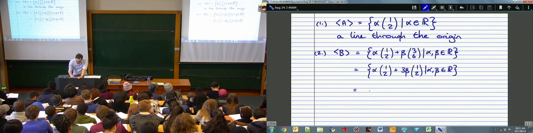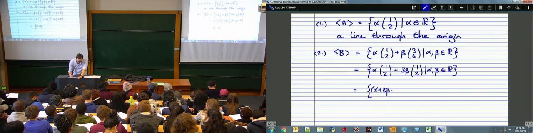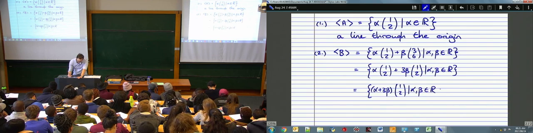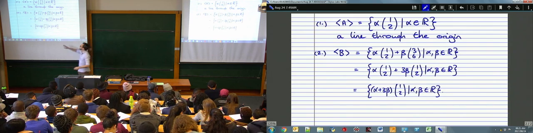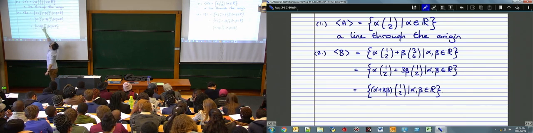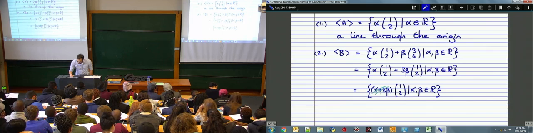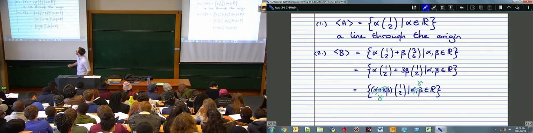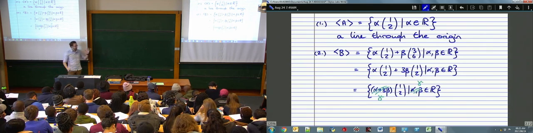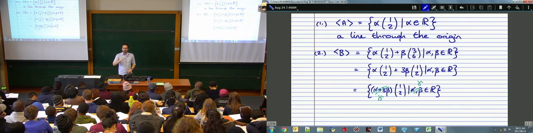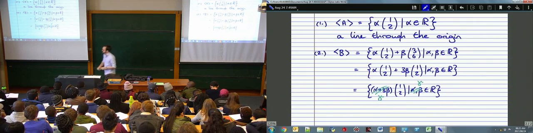And this is really alpha plus 3 beta, 1, 2. Okay, so I mean, this is just some real number multiplied by 1, 2. If you want to, you could rename this, call this gamma. But we just have a scalar multiple of 1, 2. Okay, so it turns out that the set generated by A and the set generated by B are exactly the same, even though A and B are different.